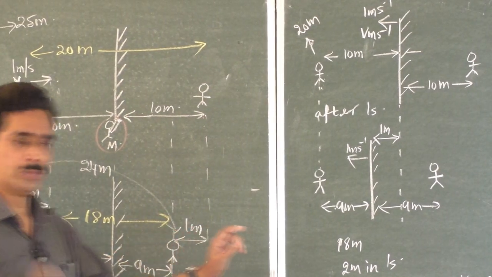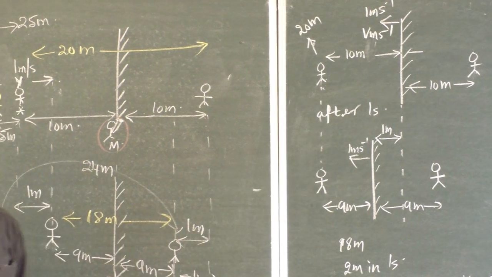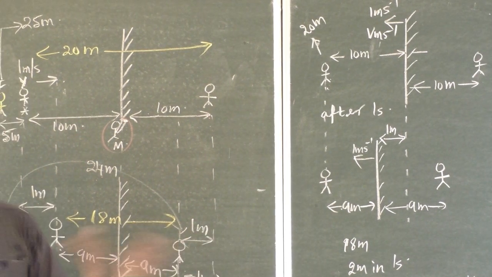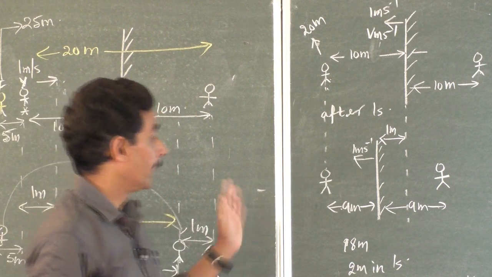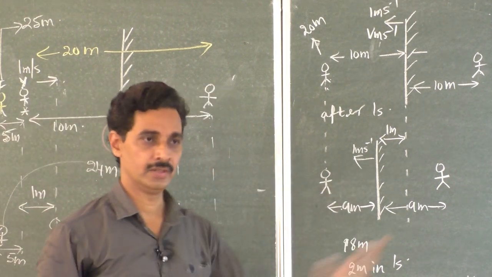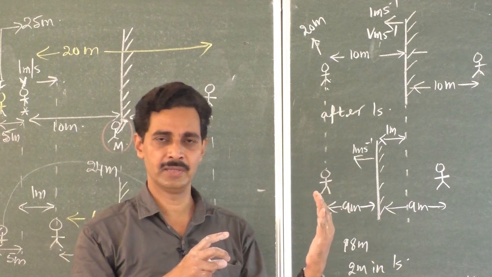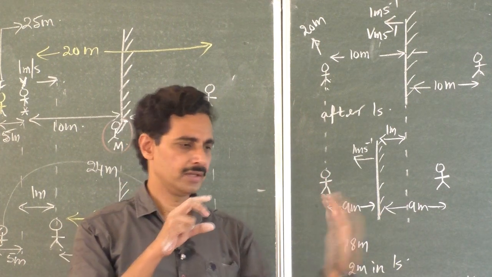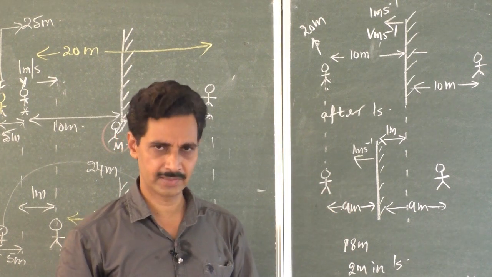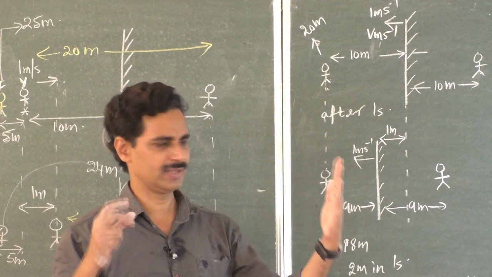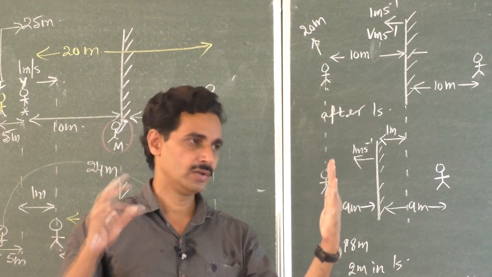Now I will give you a homework. You are running towards the mirror, and the mirror is also running towards you, right? Mirror is running towards you, and you are also running towards the mirror, with the same speed v. Take it as 1 meter per second each. Suppose you get the answer as 4 meter per second, then it is 4v. Whatever it is, I don't know how much you get. You have to analyze it.